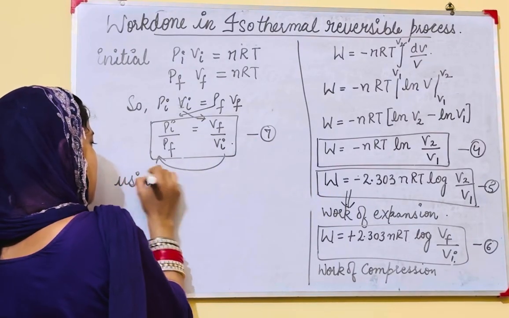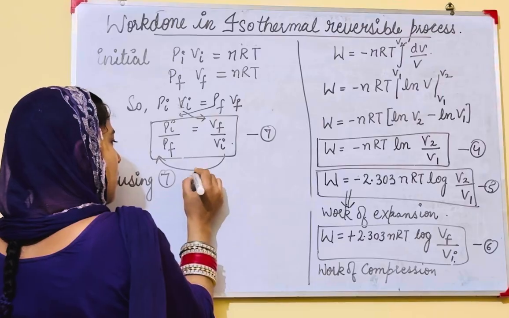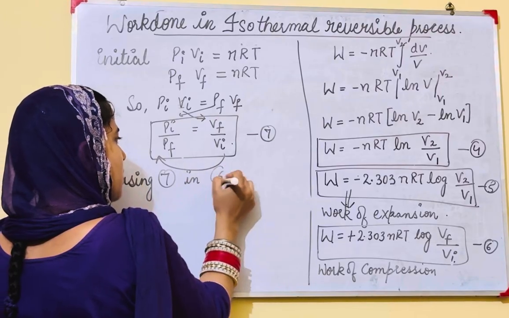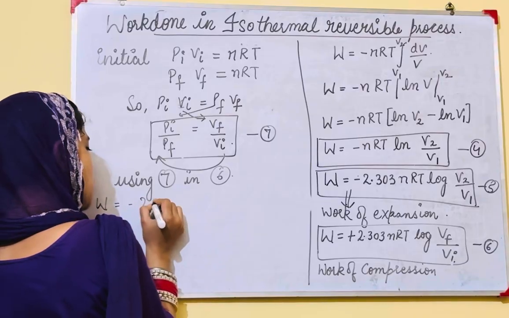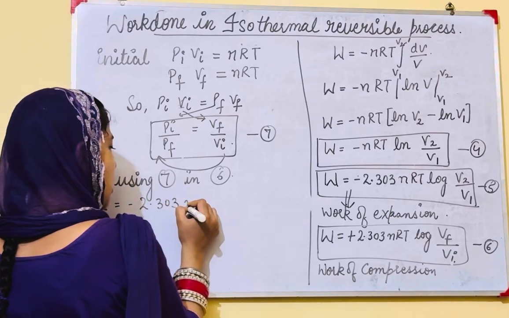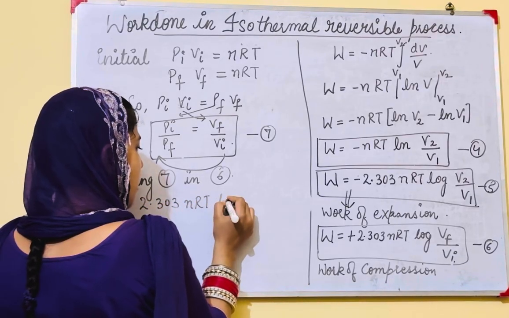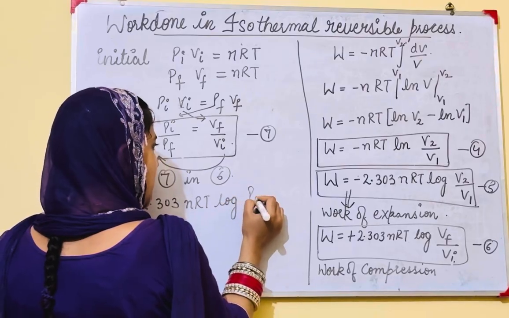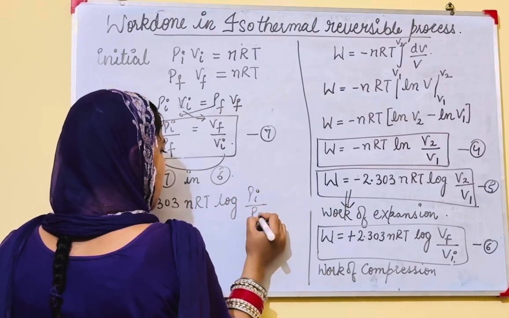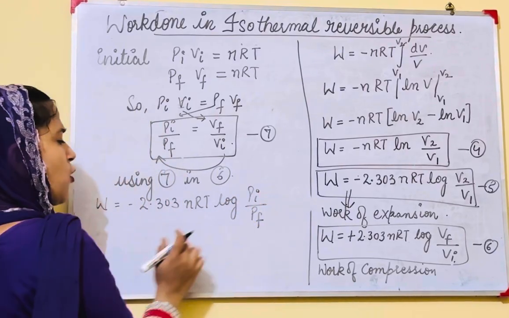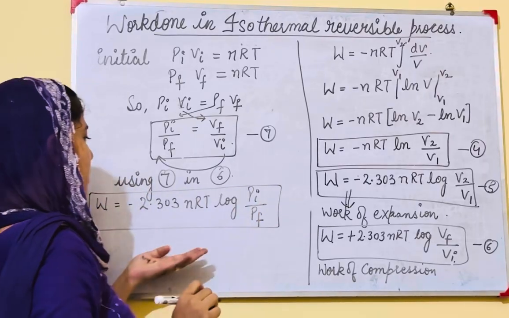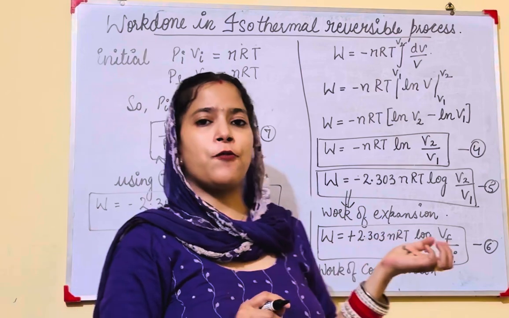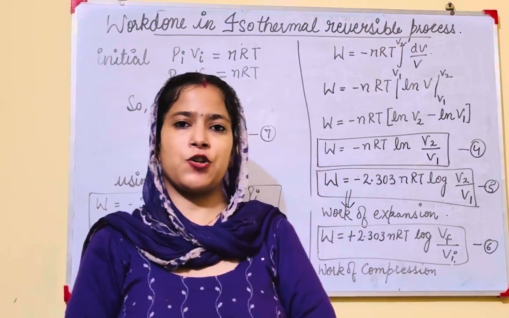Using this in equation number 6, what will your expression be? Minus 2.303 nRT log P initial over P final. You can write it as P1 over P2, it's your choice. This is another expression for work done in terms of pressure.